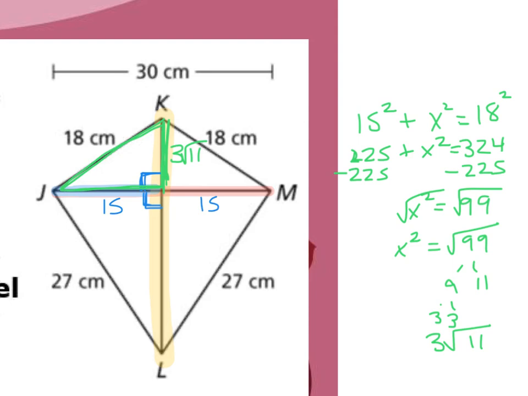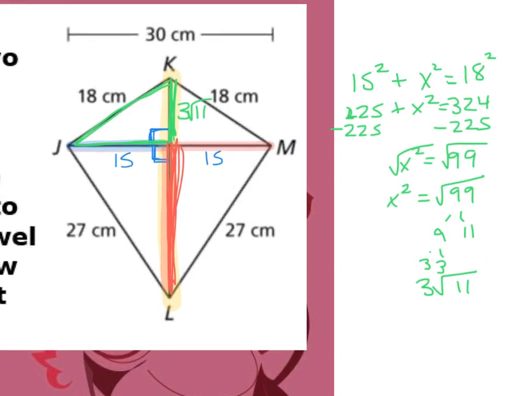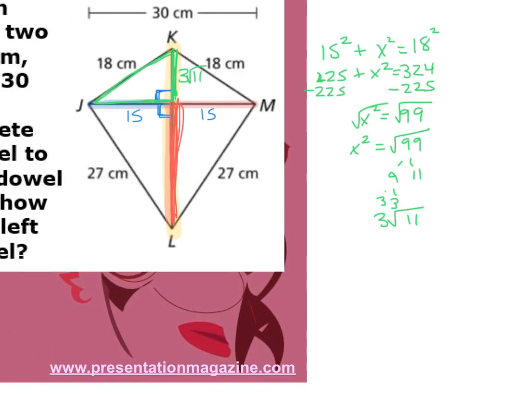So now we need to find this part down here. We're not done. The red one in the middle. So what can we do? The same thing. The Pythagorean theorem again.